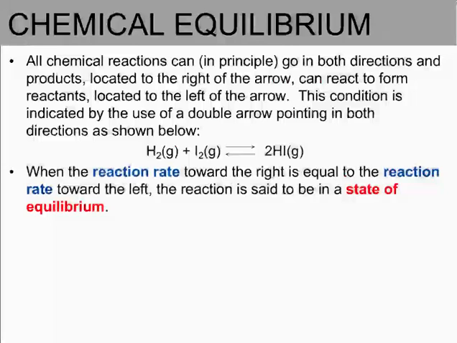So products, which are usually located on the right-hand side of the arrow in our chemical reaction, can react to form reactants, which are usually located on the left side of the arrow. Now, in order to indicate that a reaction can go in both directions, we're going to use a double arrow. And that double arrow will show that yes, reactants will form products, but also products could reform reactants.